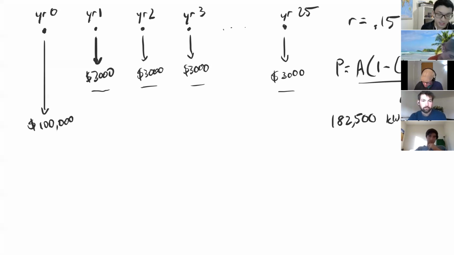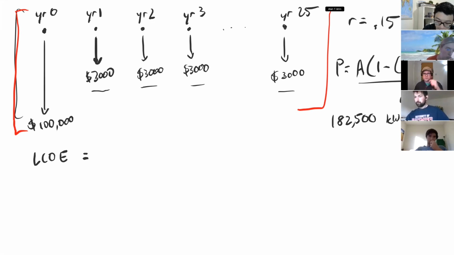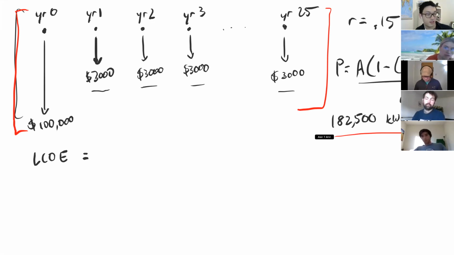So the levelized cost of energy is just equal to adding up the total costs. Let me highlight that in red. So my total costs, and then dividing it by the total amount of energy that's produced over its lifetime.